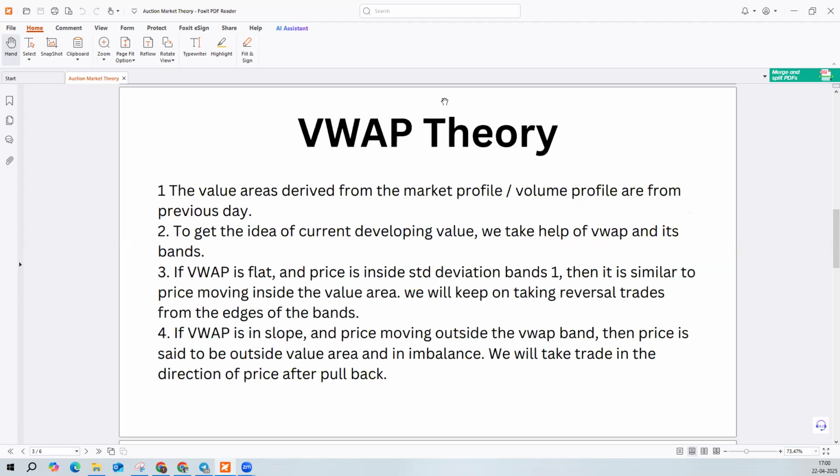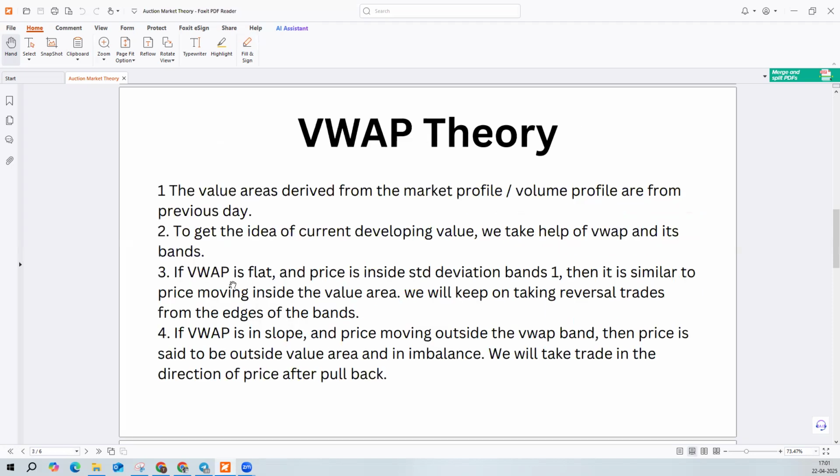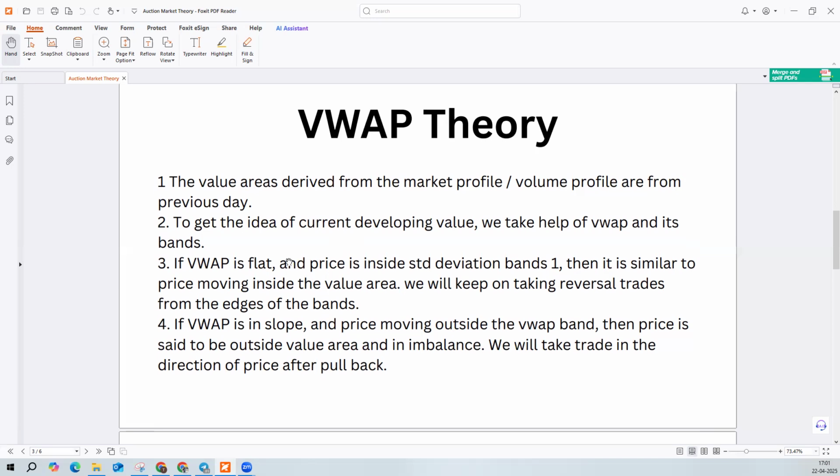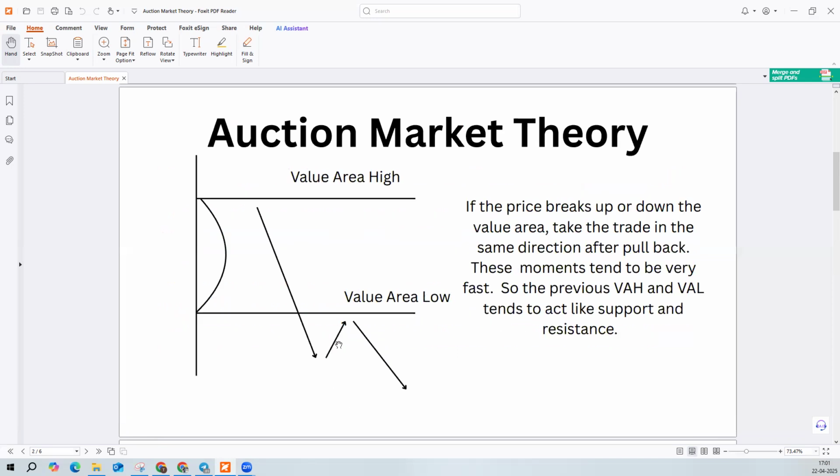VWAP is used to derive the value for the current day. The market profile value area which you are deriving over here is based on the previous day's value area, but VWAP is used to derive the value for the current developing day. If the VWAP is flat, it means that the value is not going anywhere. In that case we can keep on taking the reversal trade from VWAP standard deviation band 1. And if VWAP is in slope, then price is said to be in imbalance, which is the same as this second case.